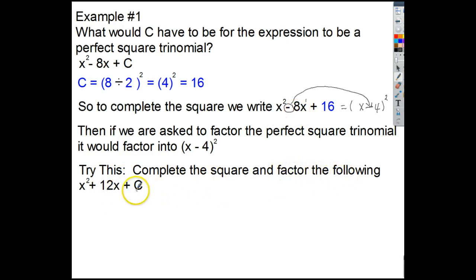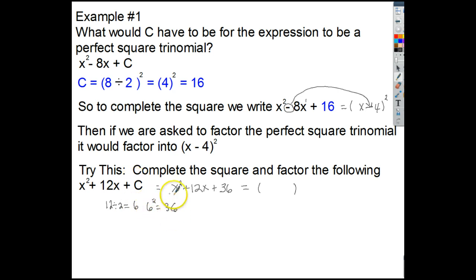Okay, so we want to know what would c equal, and then once we find that number for c, what binomial is it that you would square to get that perfect square trinomial? Every perfect square trinomial is the square of some binomial. We want to be able to look at these numbers and figure out what it would be. Okay, well, we take the coefficient of the x term, and it's even, so we divide it by 2 to find half of it. We take half of it, which is 6, and we take that number and square it, which is 36.